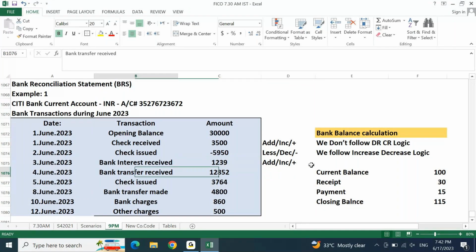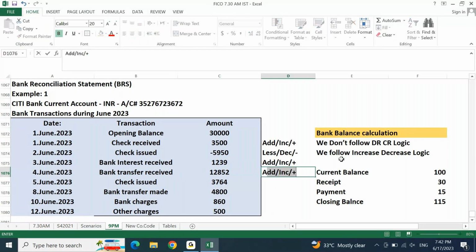Next one, bank transfer received. When you receive any amount through bank transfer, your account balance will increase or decrease? Increase. Your bank account balance will increase. If your account balance is increasing, it's a plus or minus? Plus. If your account balance is increasing, it will be a plus. I'll put same thing, add, increase or plus.